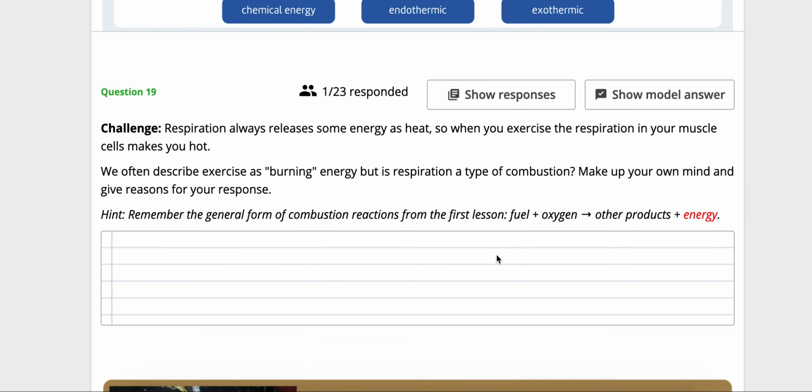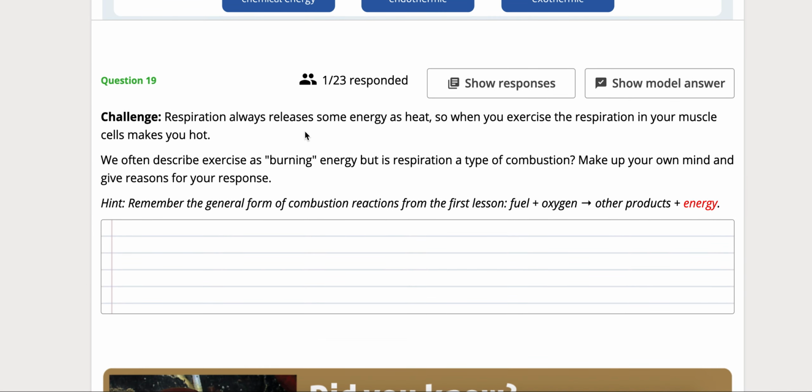For question 19 here, respiration always releases some energy as heat. So when you exercise, the respiration in your muscle cells make you hot. We often describe exercise as burning energy, but is respiration a type of combustion? Make up your mind and give reasons for your response. One thing to remember is the general form of combustion reactions from the first lesson is a fuel plus oxygen gives you other products plus energy.